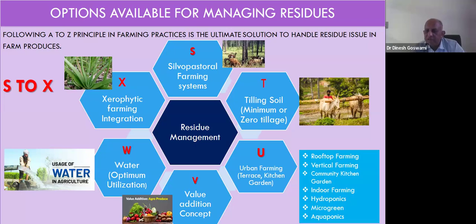Another one is urban farming. There are many kinds of farming practices: rooftop farming, vertical farming, community or kitchen gardens, indoor farming, hydroponics, microgreens, aquaponics. These are recently adopted new farming practices in urban farming. So these are also options to get residue-free food products by adopting organic inputs and regenerative farming practices.